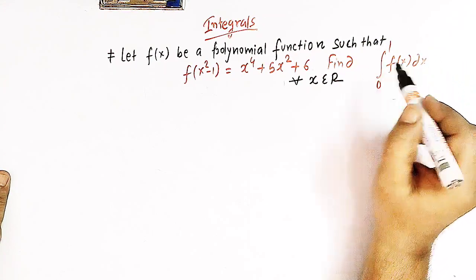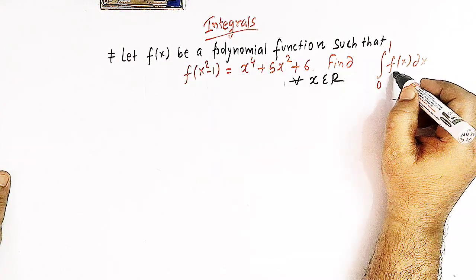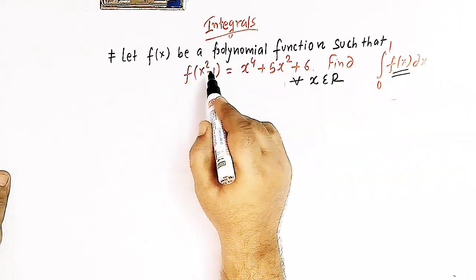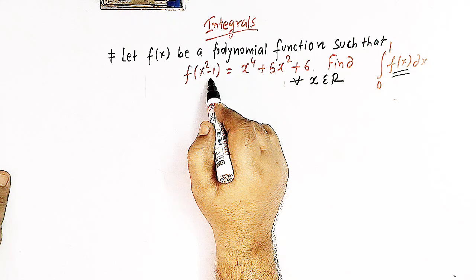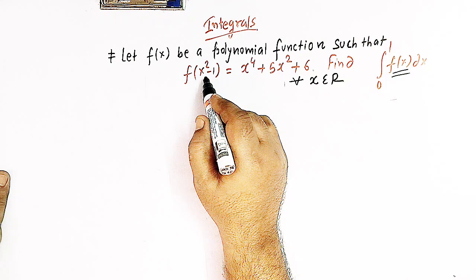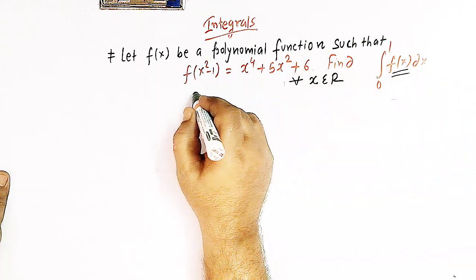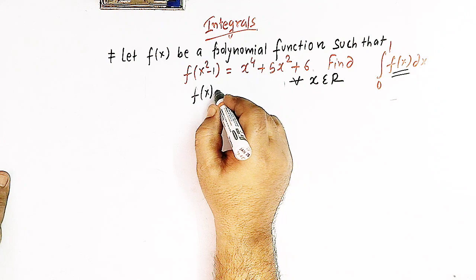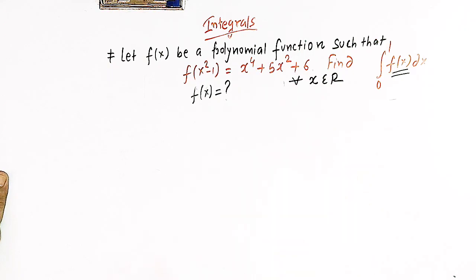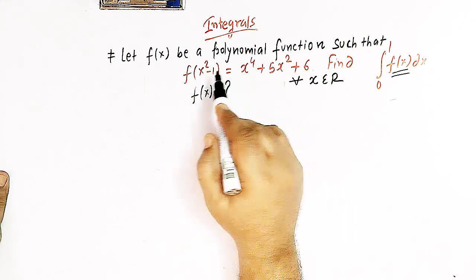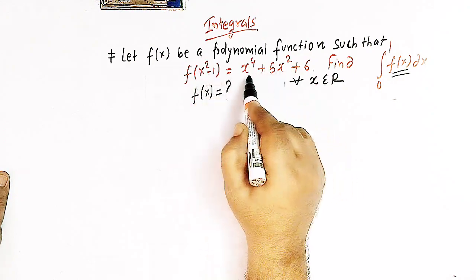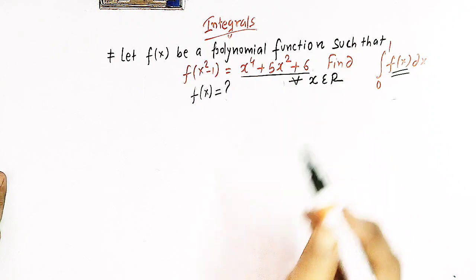So what we have to do in this problem, see here the integrand is the function f of x, but here we are given f of x square minus 1. So what we will do, we'll first find out an expression for f of x. So our objective is to get the value of f of x in terms of x, where we are already given f of x square minus 1 is equal to this expression.